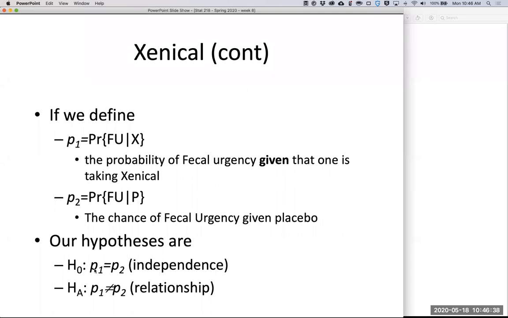The hypotheses that we have are independence, or that there's a relationship. P1 and P2 are the same. In other words, whether you take Xenical or not, the rate of fecal urgency is the same. That's our null hypothesis. The alternative is that the rates are different between the 2 groups, P1 and P2. They differ from each other.